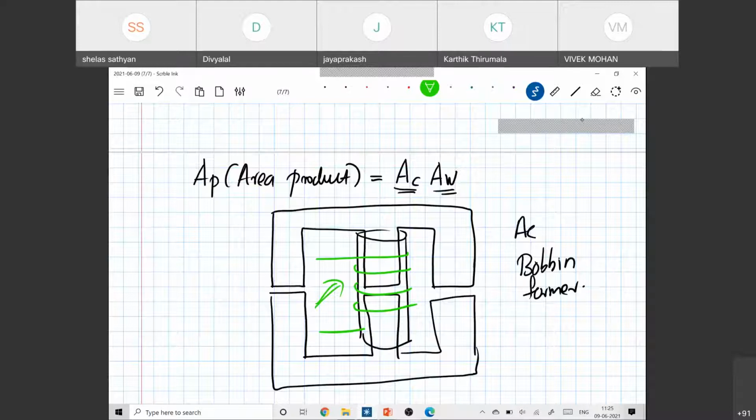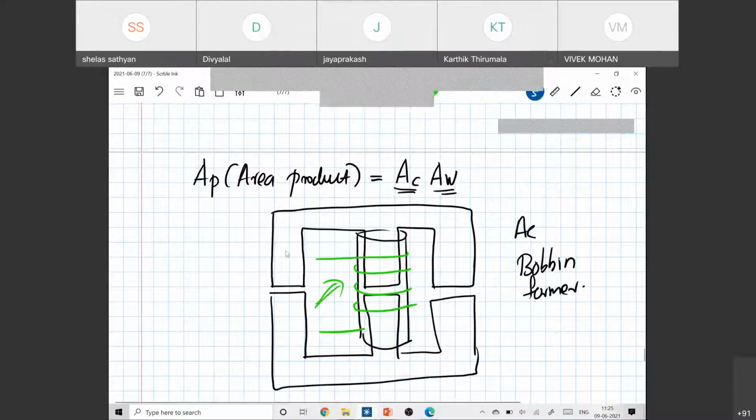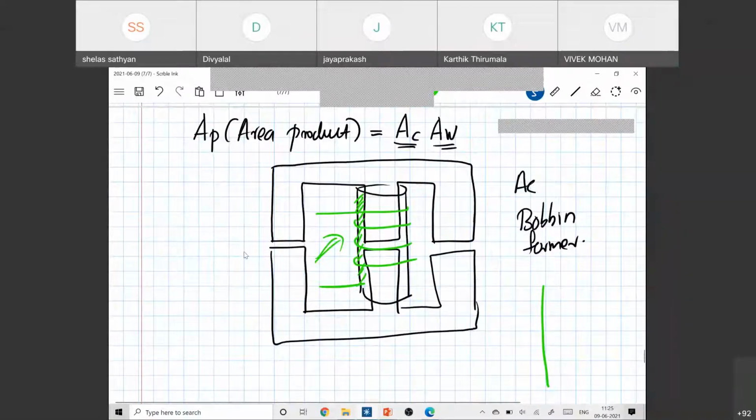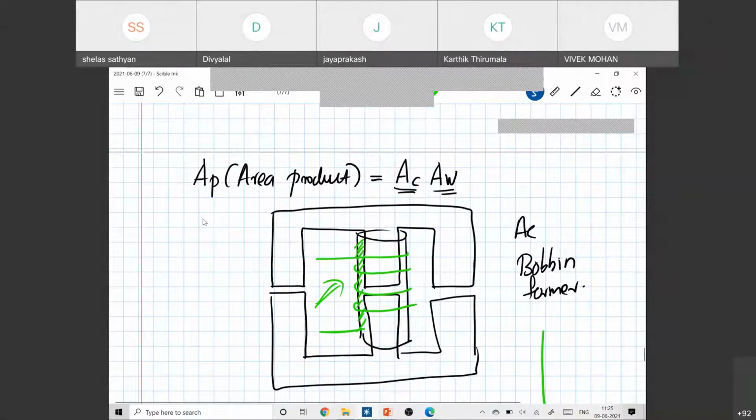And in fact, you cannot use this complete window area for our design. 100% of the window area we cannot make use of. One thing is that we are already putting a bobbin. Once you put a bobbin, this much area is occupied by the bobbin. So let us say this is the bobbin. Once you put the bobbin, some area is lost. Now you have to put the wires, right?